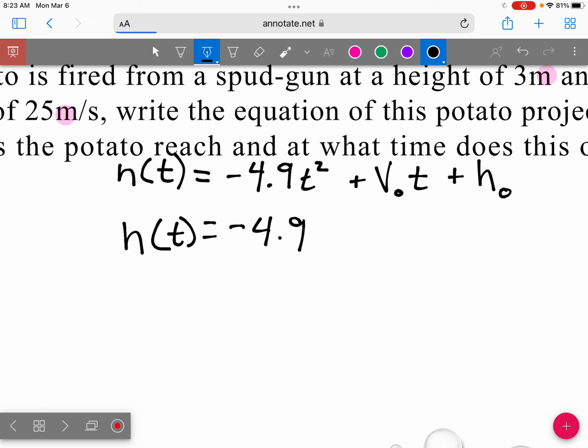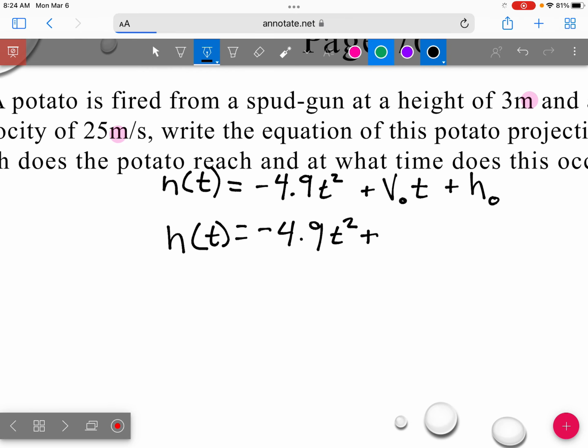We don't know a time, and that's okay. We can keep that as a t squared. Plus v naught. What is our starting velocity? What's our v naught? 25. So we're going to substitute that in place of the v naught piece. 25t plus, what is our h naught? What is our height at the start? 3.